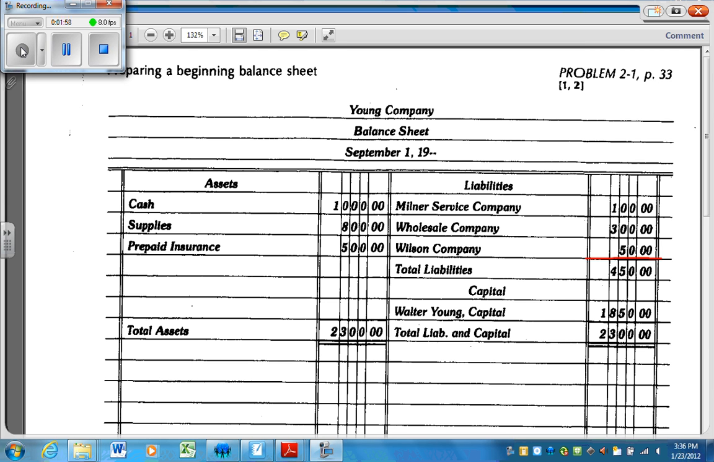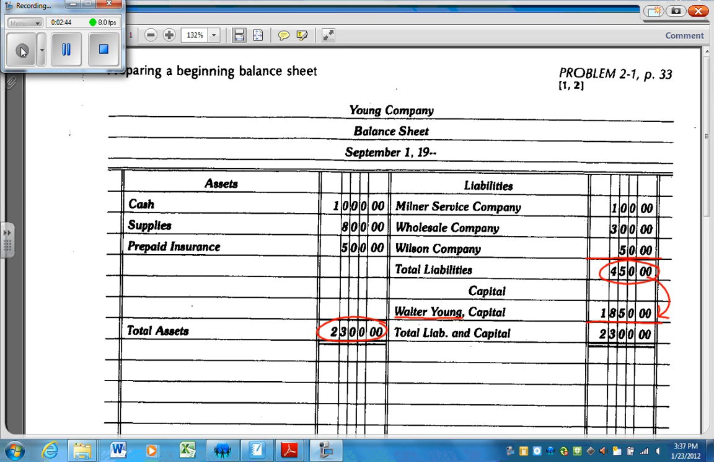Then you stop and you write your title for capital in the center, and you list the owner's name. In this case it's Walter Young, Capital, and you list that this person has a capital of $1,850. And to find that total, you would take the $2,300, subtract the $450, which gives you the $1,850. Then you put a line here to show that you're adding, and you're going to add the $450 and the $1,850 to get a total of $2,300.